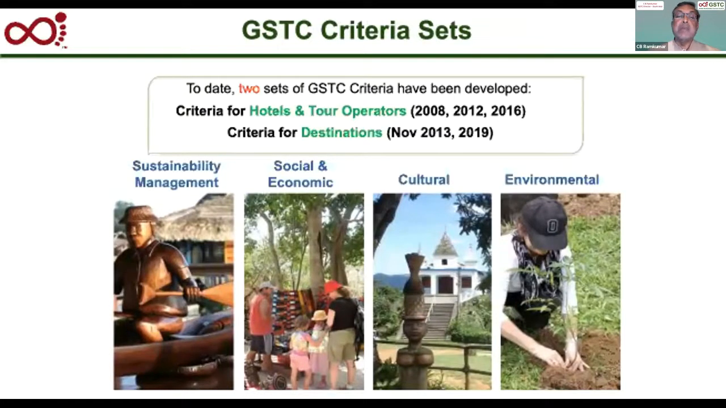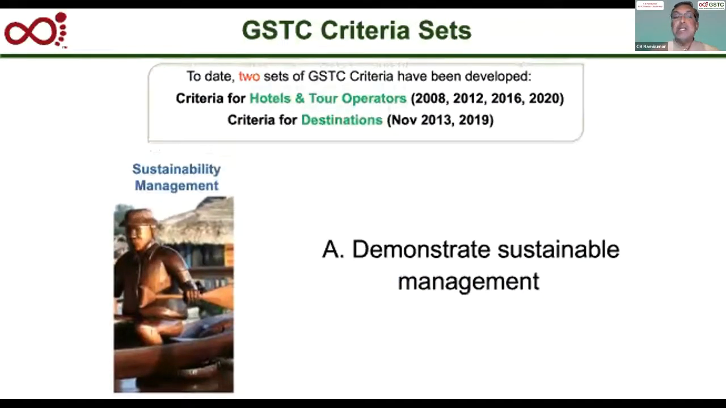So it's not just environmental. It's sustainability management, it is social and economic, it is cultural, and it is environmental. We'll look very briefly at what each of these means. So when you take sustainability management, what we talk of is, has a business demonstrated sustainable management? And what do we mean by this?